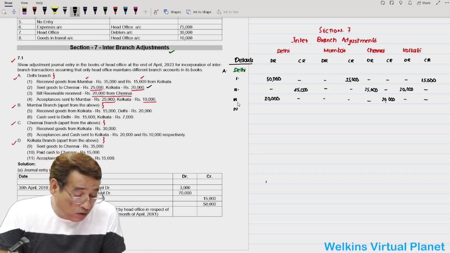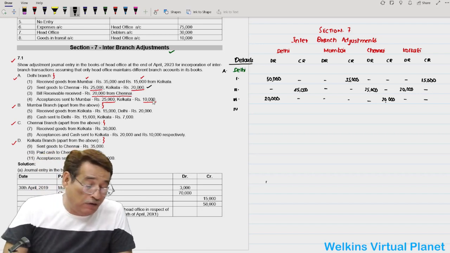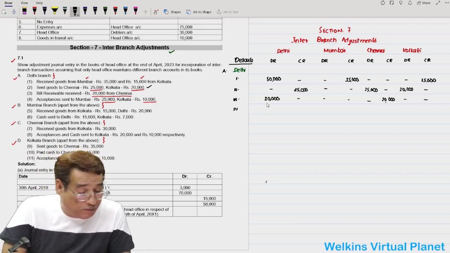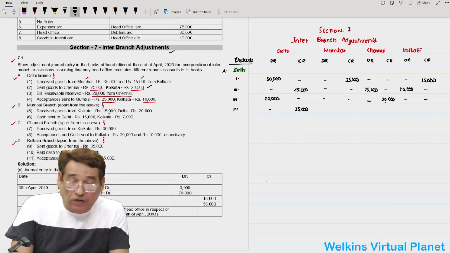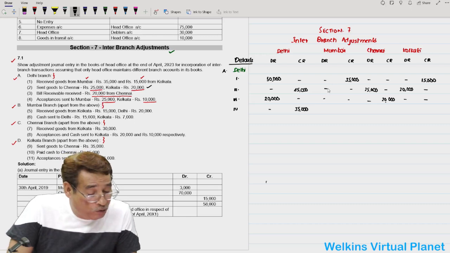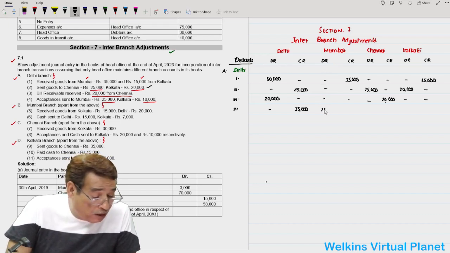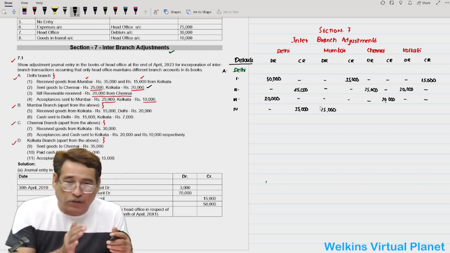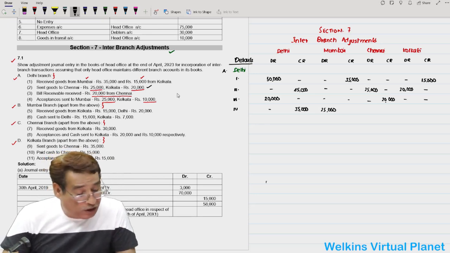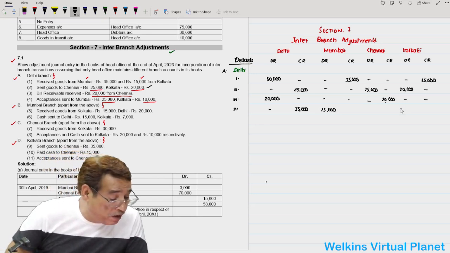Acceptances. Fourth, 25 plus 10, 35,000 worth of acceptances this time sent by Delhi branch. So I will write in the credit column 35,000. This is bills payable for us, but this will be considered as bills receivable for Mumbai. So, I will move into the column of the debit side and I will write here 25,000 because out of acceptances of 35,000, 25,000 were in favor of Mumbai. That means from the perspective of Mumbai, these are bills receivable. Similarly, Kolkata is receiving 10,000 worth of bills. On the debit side, I will write here 10,000.